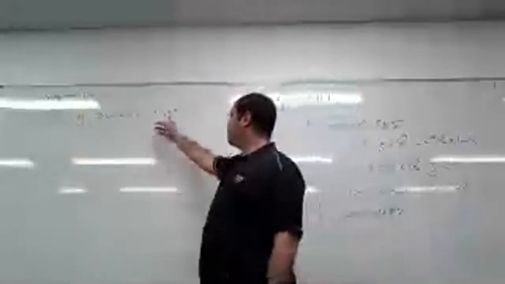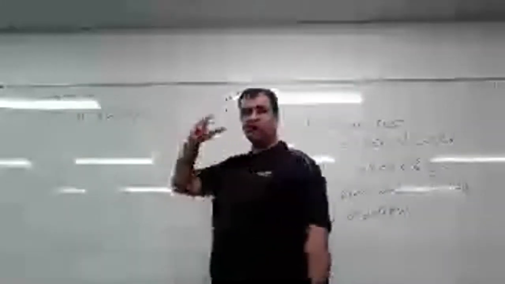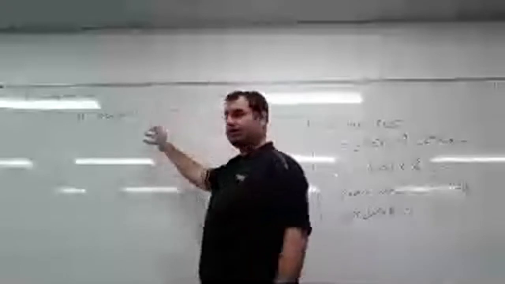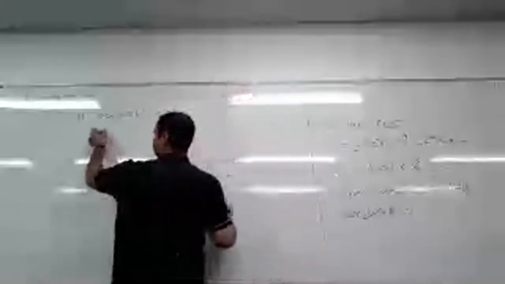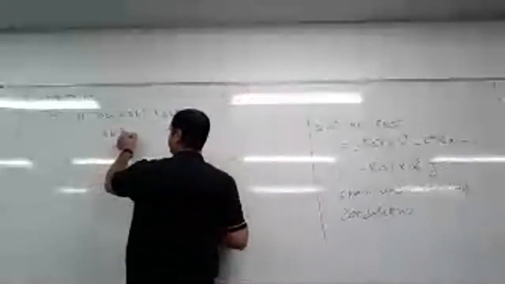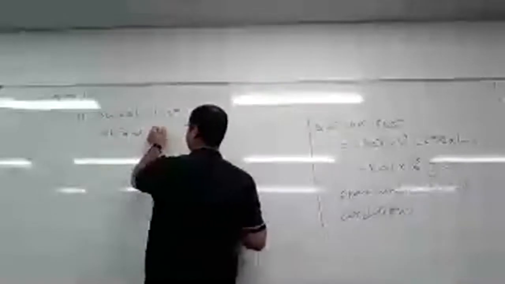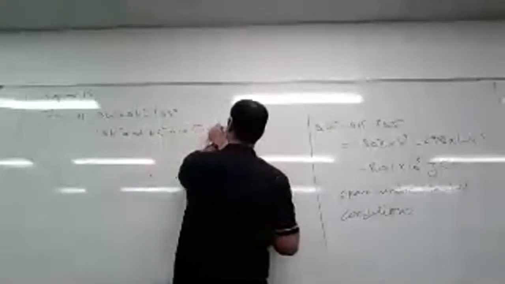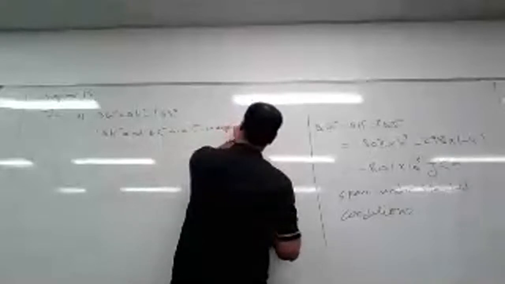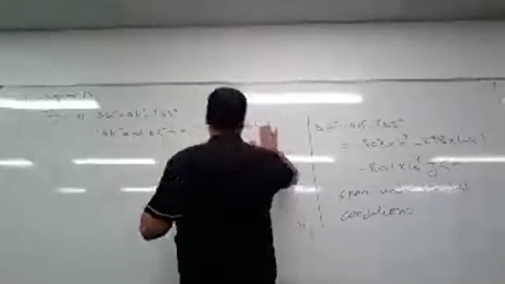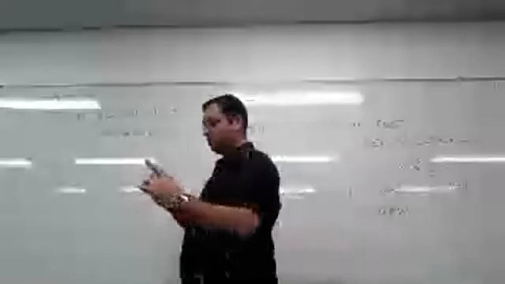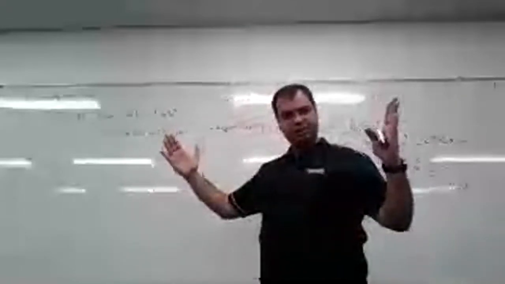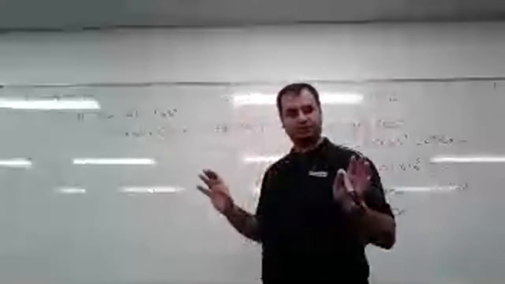But once you calculate delta H naught or delta S naught, you can use them at any temperature, the same numbers. We say delta H naught and delta S naught are temperature independent. They don't depend on temperature. We consider that for a decent range in temperature they stay constant.